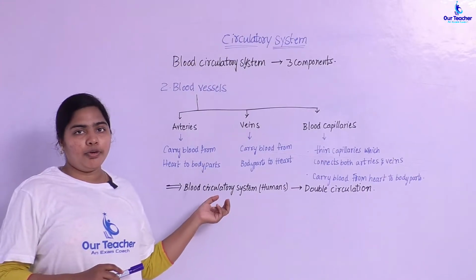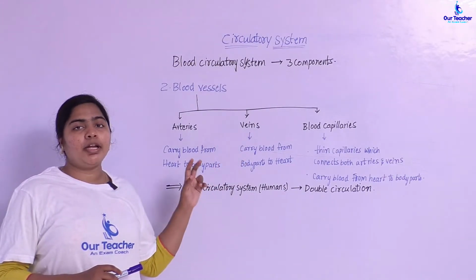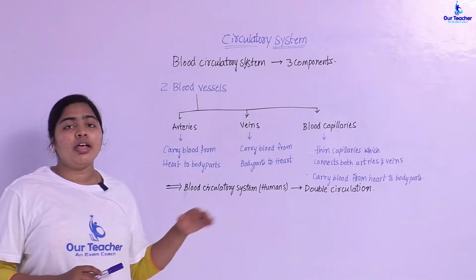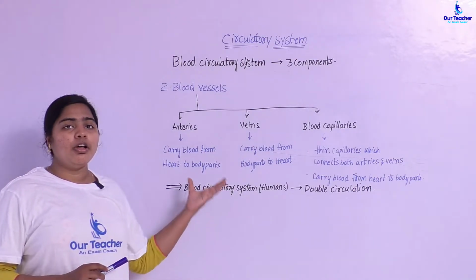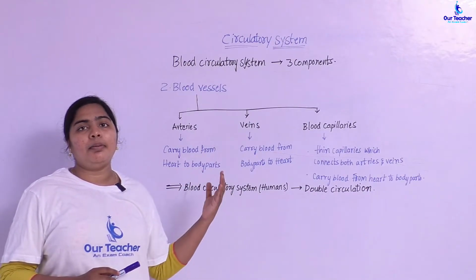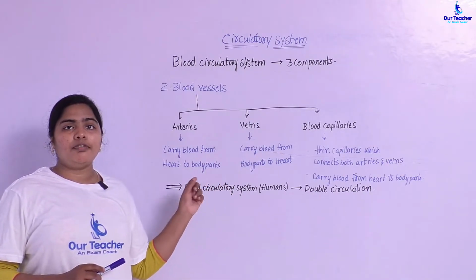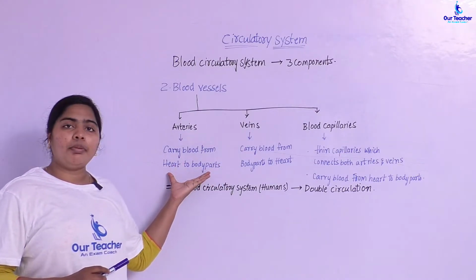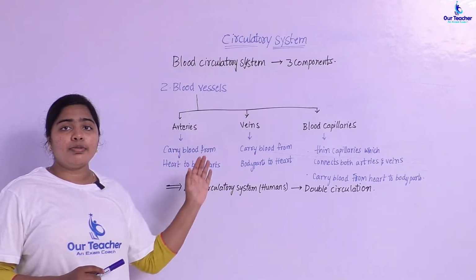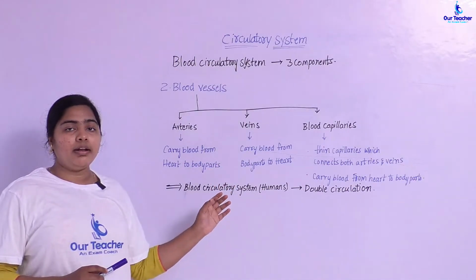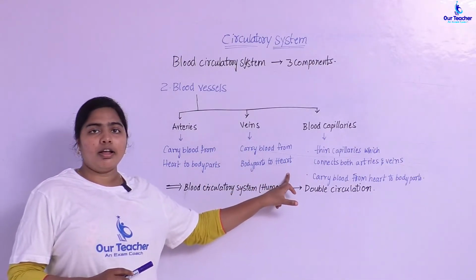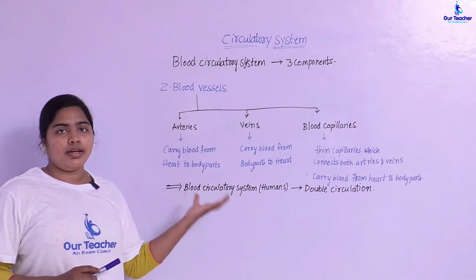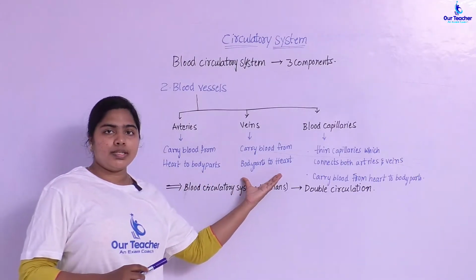Here is the second component of the circulatory system, that is the blood vessels. In the blood vessels also there are some differentiations. There are three components here also. Those are arteries, veins and blood capillaries. When we see the function of arteries, they carry the blood from the heart to the body parts. A vein carries the blood from the body parts to the heart.